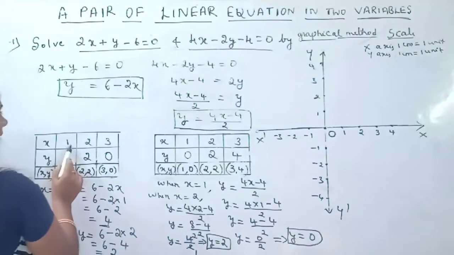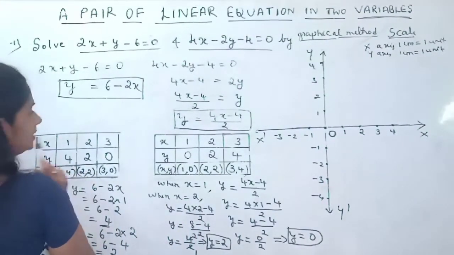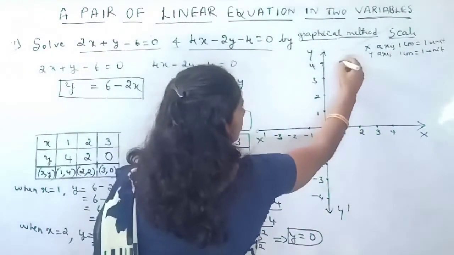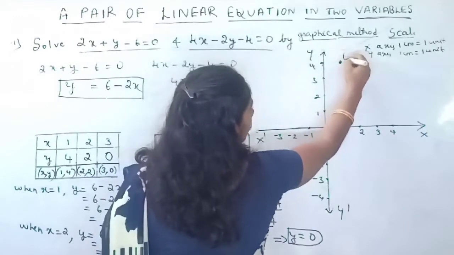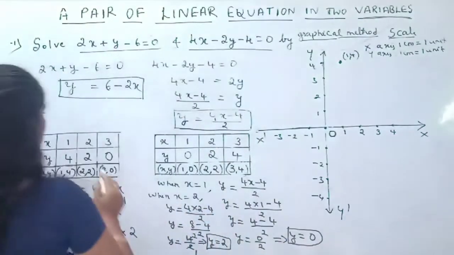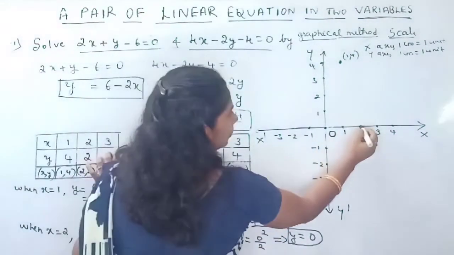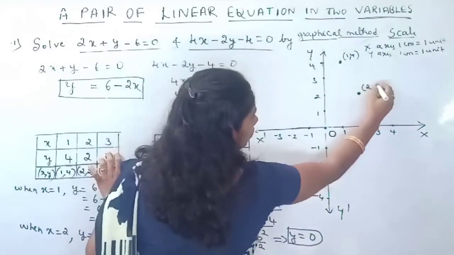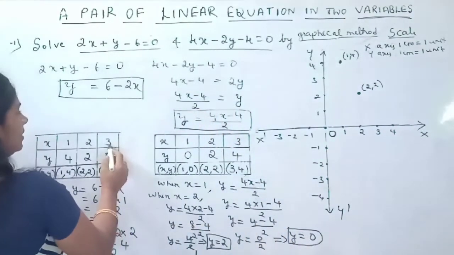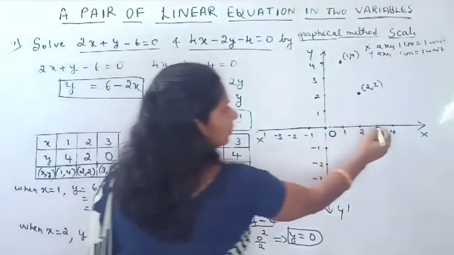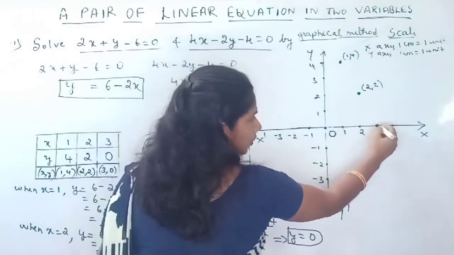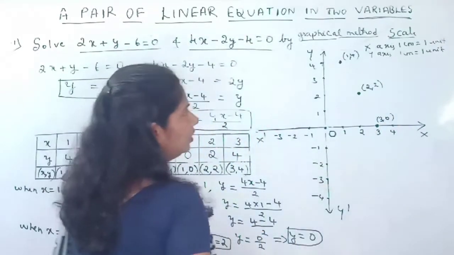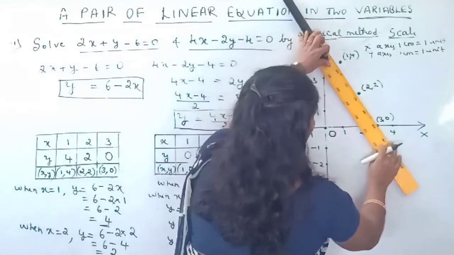For the first equation, you see, when x is equal to 1, the y coordinate is 4. Whereas the x coordinate is here, the y coordinate is 4. So let us locate the point here. This point is 1, 4. Next, when x is equal to 2, y is equal to 2. It comes here, children. So it is 2, 2. Next, when x is equal to 3, the y coordinate is 0. So the point lies on the x axis. So here 3, 0. Now we have to join these 3 points and extend the line, children.